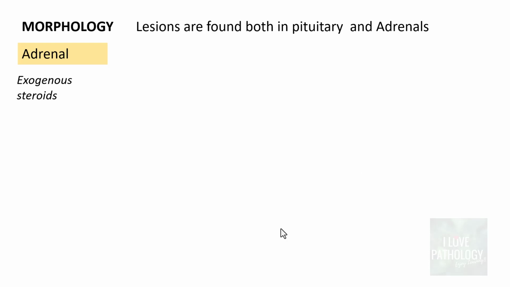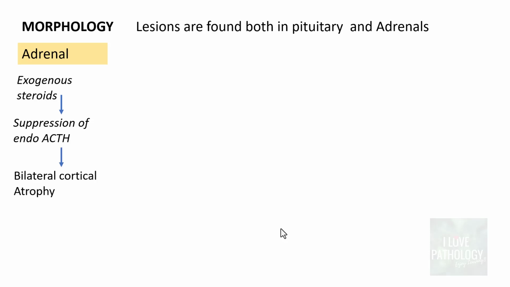Now, what do you find in the adrenal gland? So, if the disease is due to exogenous steroids, what happens? Then there is suppression of endogenous ACTH because you are supplementing with steroids. There is no ACTH from the pituitary, and there is no stimulation of the adrenal gland. So that leads to bilateral cortical atrophy of the adrenal gland. How do you identify? You identify based on decreased zona fasciculata and zona reticularis. Remember, zona glomerulosa is not dependent on ACTH. Okay, that's why in these cases, zona fasciculata and zona reticularis are decreased in volume.